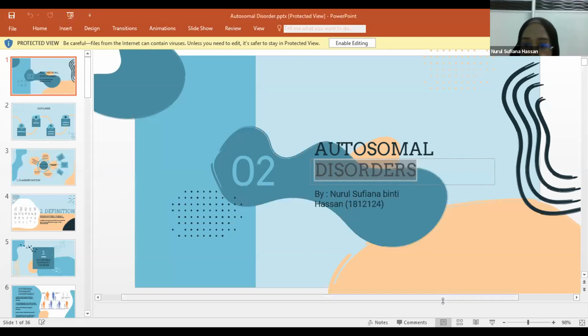Can you see my screen? Yes, we can. Okay.